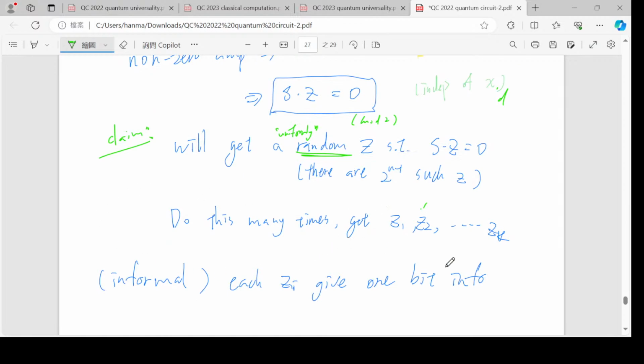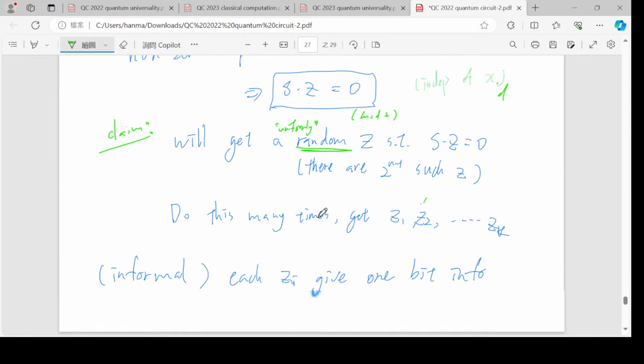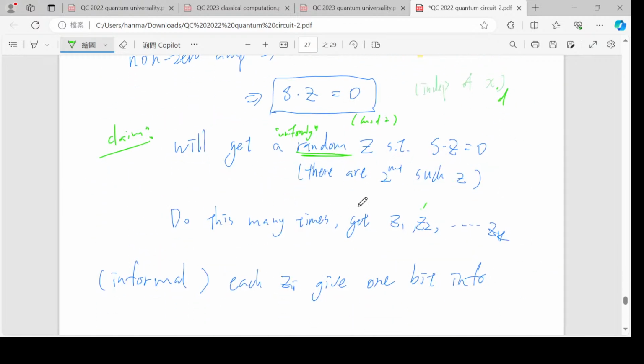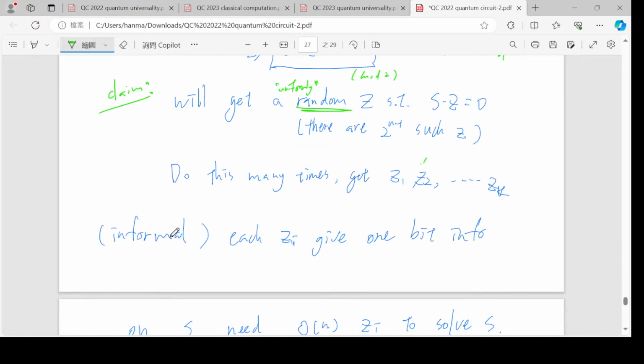Actually, our quantum circuit is here, but we'll run this many times. Each time we'll use one query. So we actually run this order n times, and we'll get many z as outcome. So we get z1, z2 to z order n. Let's say k equals order n.